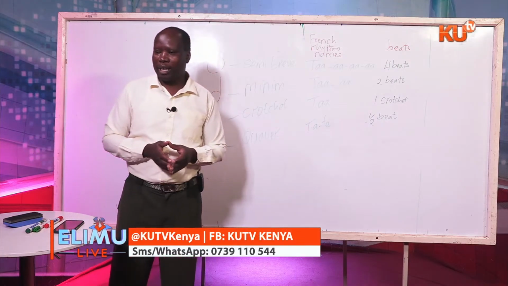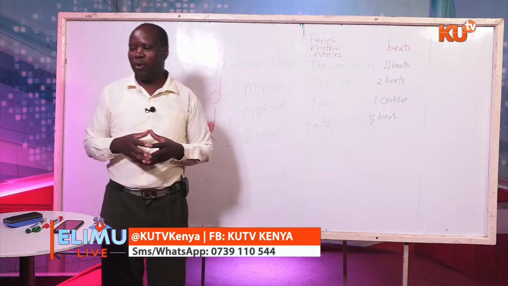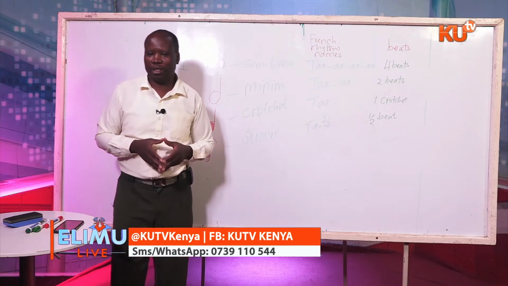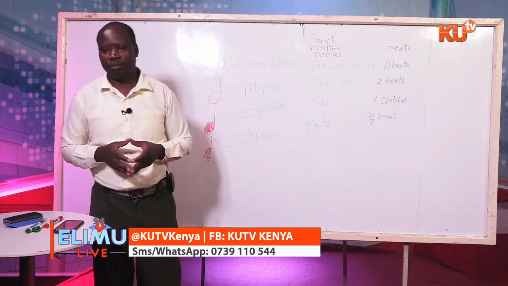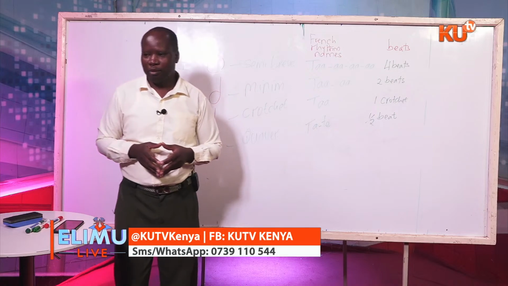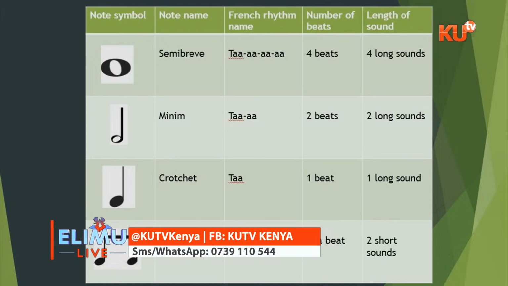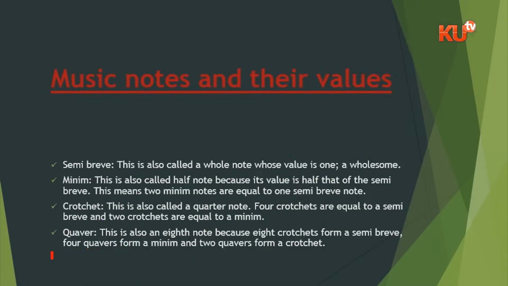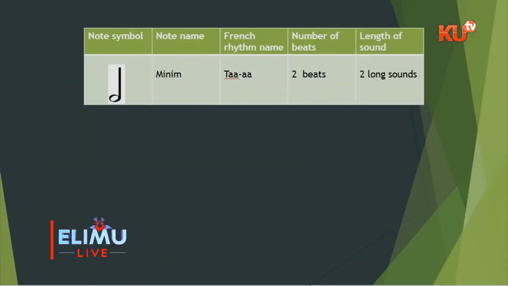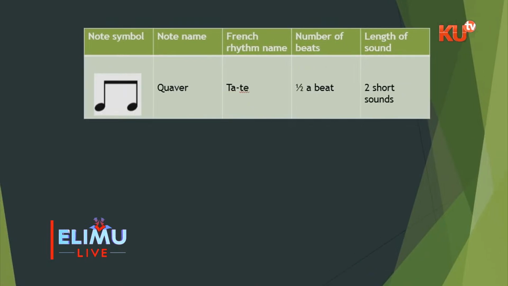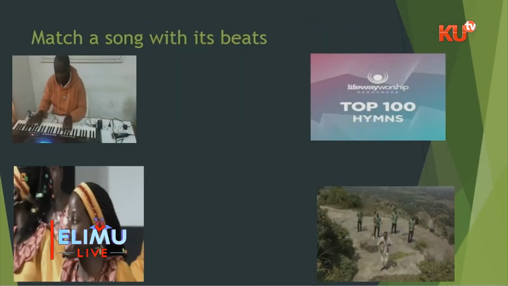Okay, let's go to the second song. Then we see which beat has been used in that song. Let's move to the next song. It is written top 100. The next song that is written something top 100. Yeah, that one, top 100 hymns.